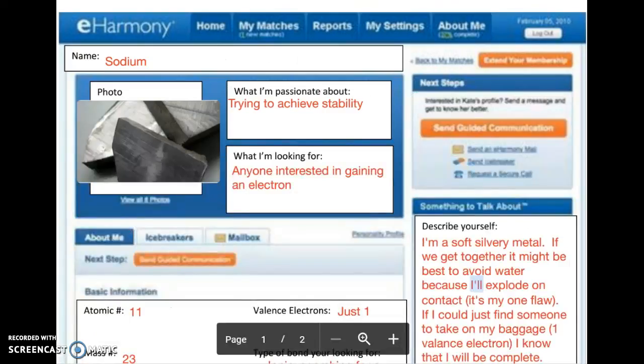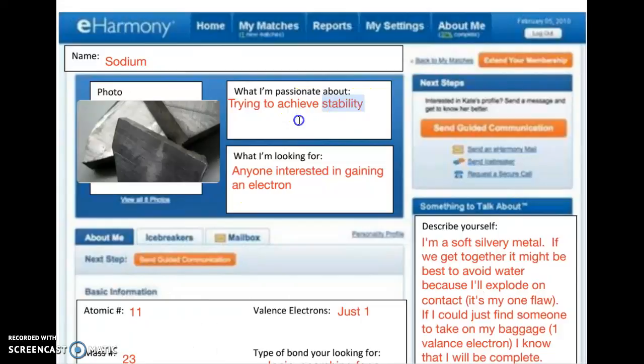Here is the example that I just made. I chose sodium, so that's my metal that I'm going to use. It says, what am I passionate about? Now, this can be a lot of different things. Again, the whole point of bonding is to have a full outer shell, so that's what they're passionate about. But you can be a little bit more specific, and say, I want to lose an electron, or I just want to get rid of that one extra electron I have, whatever.